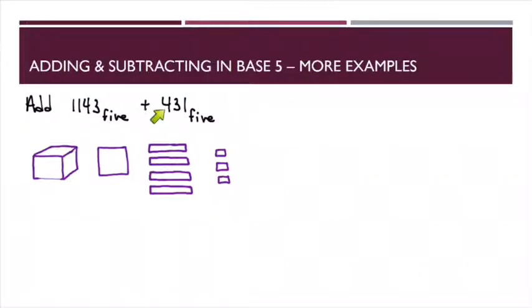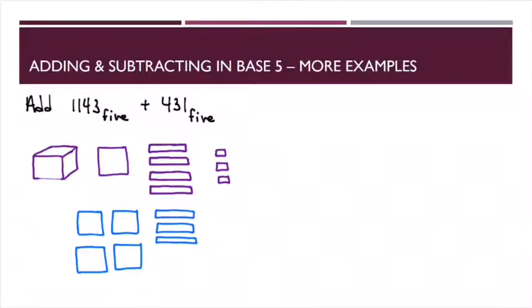Okay, now let's go ahead and model our 431. So that's going to be 4 flats, 3 more longs, and 1 more unit. And I think it will be helpful if you go ahead and draw the second number in a different color, and that's easy to do in the show work window.